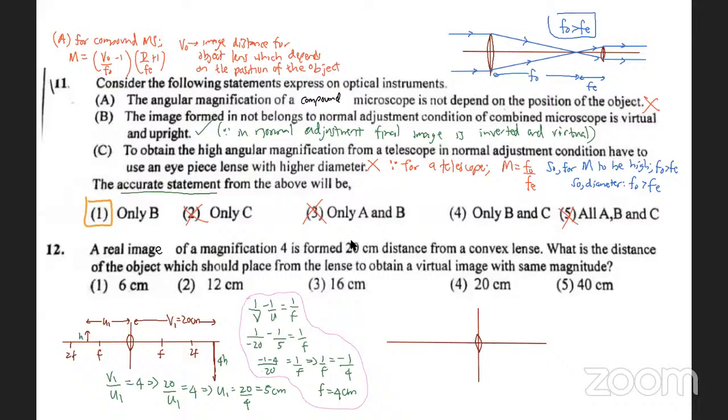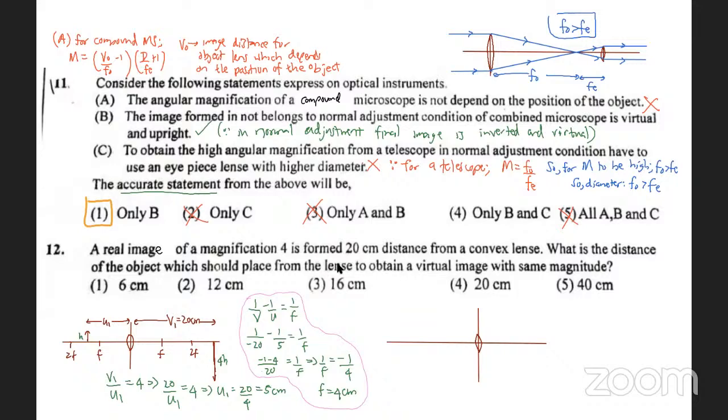I don't know whether this 20 was the object distance initially. According to these answers, this 20 has to be the object distance, then 80 has to be the image distance, then minus 20, 16 here. I think that is how it should have been, no? A real image of magnification 4 is formed at 20 centimeter distance from a convex lens. That's how I think it should have been. So with these numbers, I think we will not be able to get a proper answer. Sorry.